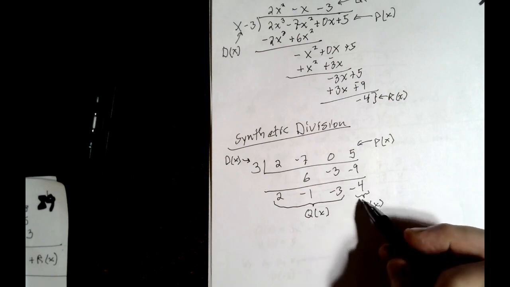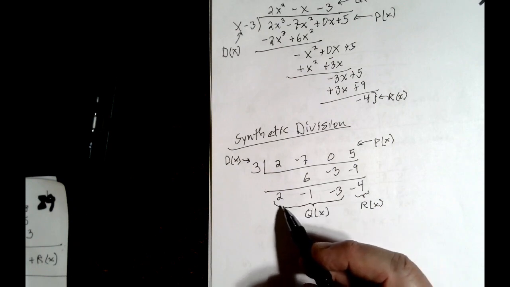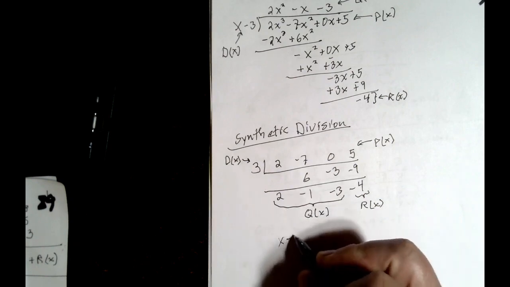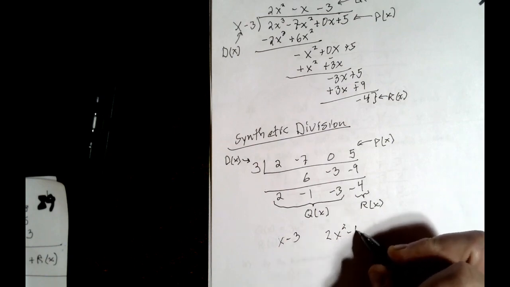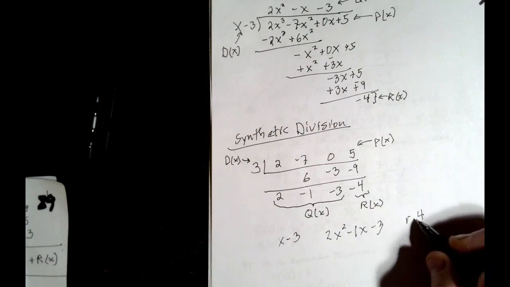And so remember, this first guy is always your remainder, and these next guys are the constant, the x, and the x squared term. So in other words, you're divided by x minus 3, and you got an answer of 2x squared minus 1x minus 3, with a remainder of minus 4.